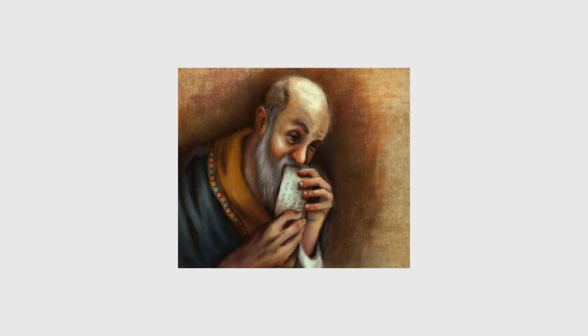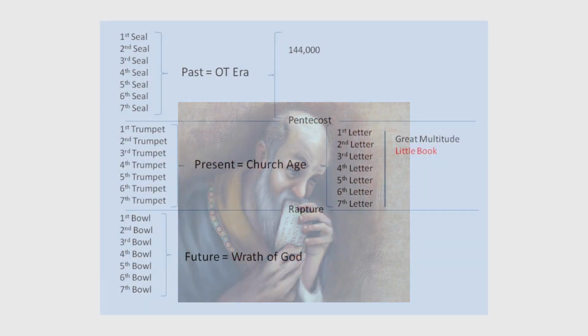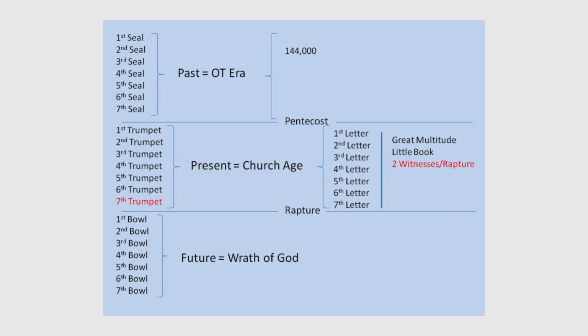In chapter 10, John eats the little book. This is the prophecy of Revelation, so it makes sense that it is placed in the church age. In chapter 11, the 2 witnesses also belong to the church age.